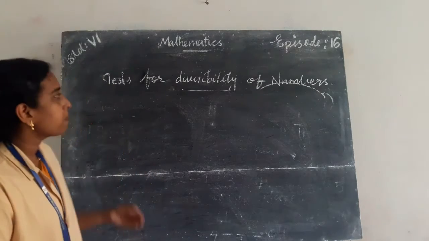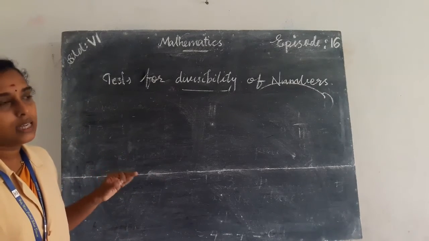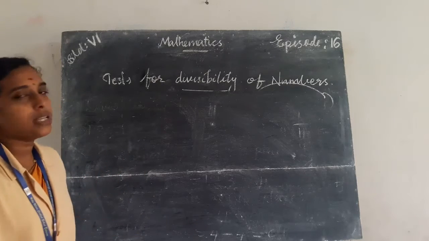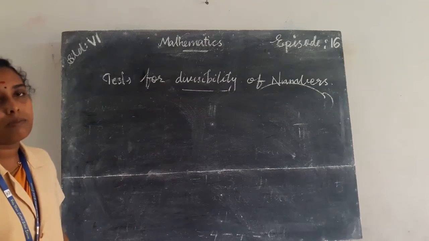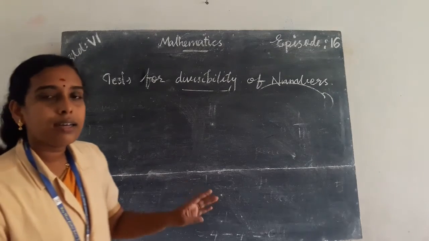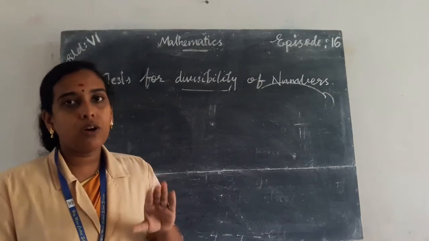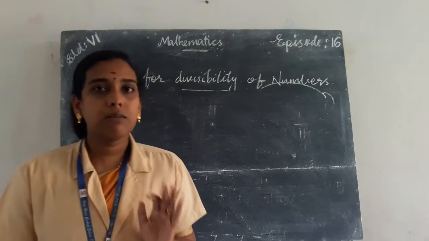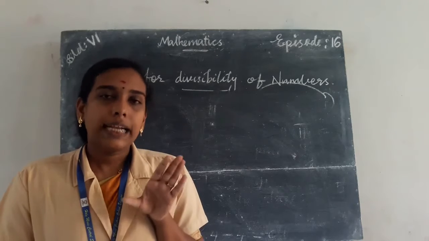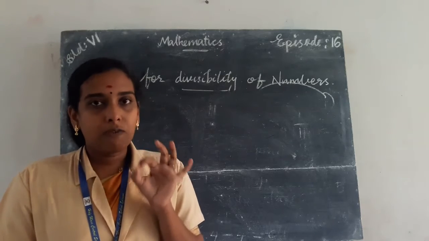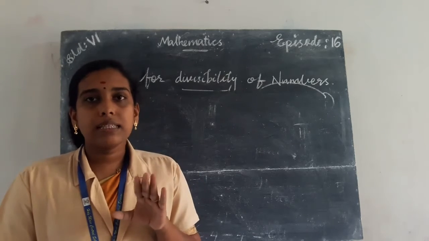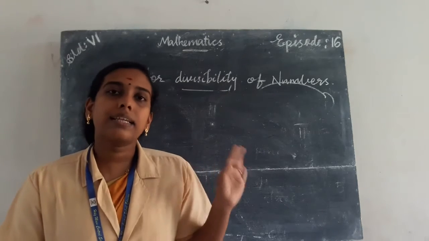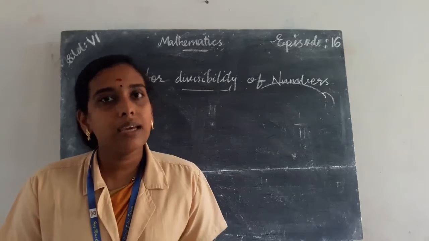Divisibility by 4 means we take the last two digits of a number. If the last two digits are divisible by 4, then we can say that the whole number is divisible by 4. And divisibility by 6 means if a number is divisible by both 2 and 3, then we can say that number is divisible by 6.